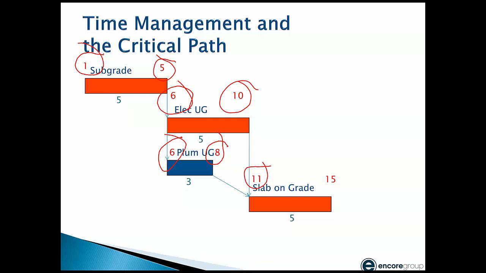Then what the software does, it starts counting backwards. It says, okay, if you're going to finish on day 15, that slab on grade has to start on day 11. And my electrician has to finish on day 10, and so does my plumber. And if those both finish on day 10, my electrician needs to start on day 6. My plumber could start on day 8 and still make it all right. So it counts its way backwards, and then it takes the difference in these two numbers on the finish, and it gives you your total float calculation.